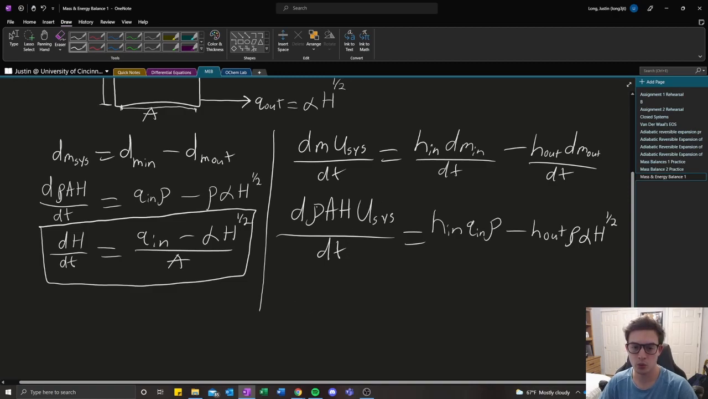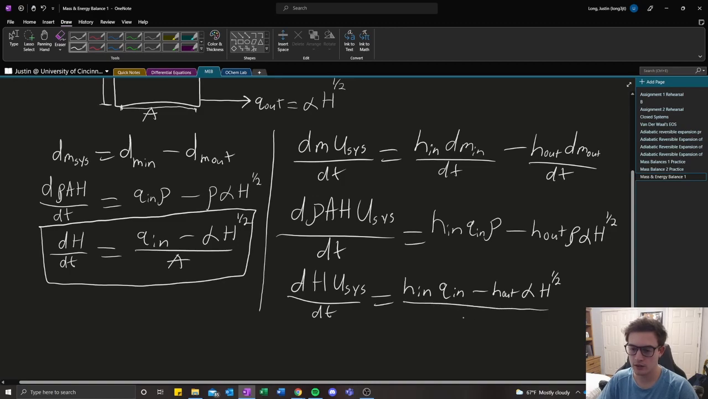So we're going to pull out the density and the area and then divide by both of those. So I'm going to go ahead and do that. So we're just left with the change in h times the mass, or the internal energy of the system with respect to time. And that is going to be equal to the enthalpy in times the flow rate in, minus the enthalpy out times alpha times the height to the 1/2 power, and this is going to be divided by the area.